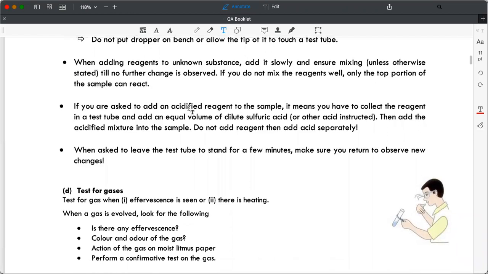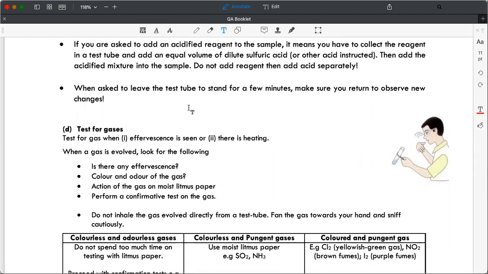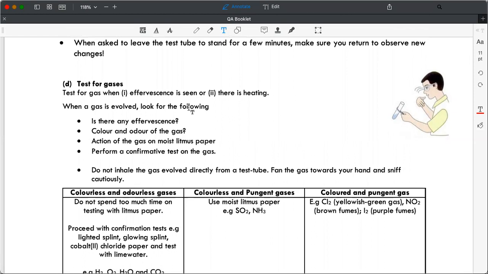If you're asked to add acidified reagent to the sample, it means you have to collect the reagent in the test tube and add an equal volume of dilute sulfuric acid or other acid instructed. Then add the acidified mixture into the sample. Do not add reagent and add acid separately. You are supposed to acidify the reagent. For example, they give you potassium manganate solution. You should add acid to it first, acidify it, then use the resultant solution to test for your reducing agent, and not add them to the unknown separately or one after another.